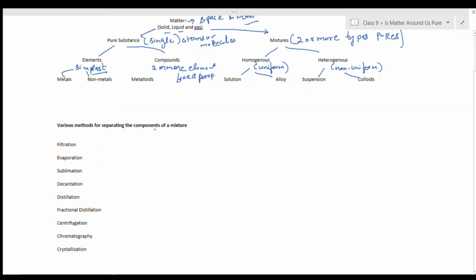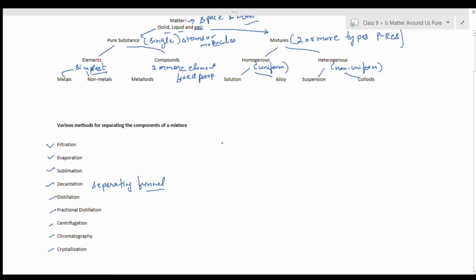The next part of the chapter deals with various techniques that are used to separate various components of a mixture. The first one is filtration, next is evaporation, sublimation, decantation. Decantation is also known as separating funnel. Next is distillation, fractional distillation, centrifugation, chromatography, and crystallization. So all these techniques we'll be covering in detail in the next videos.